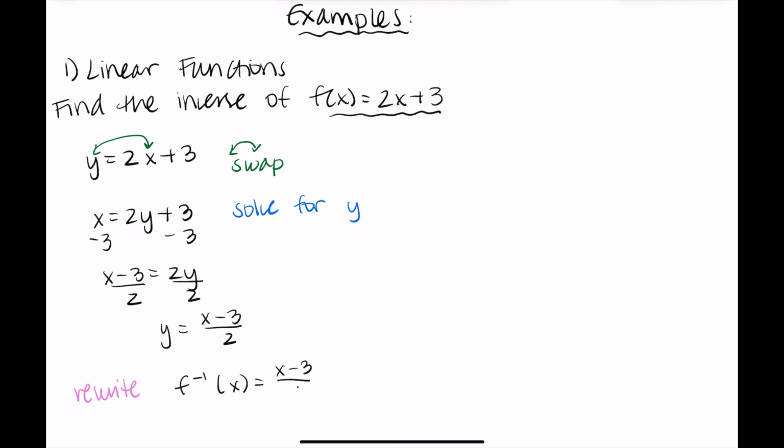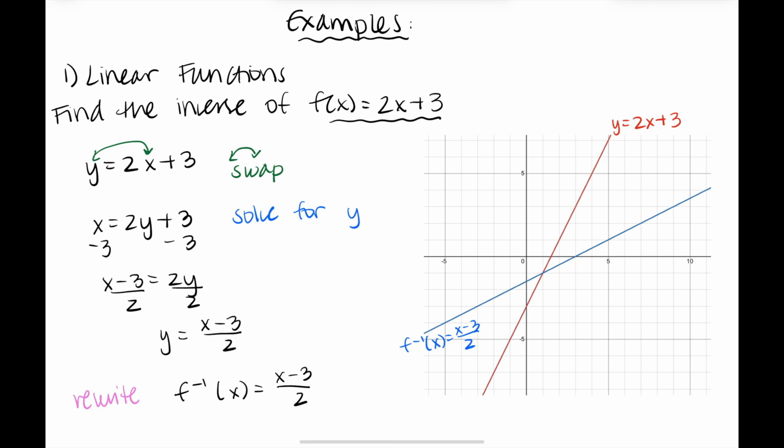I also want to show you visually what this looks like. Our red line is y equals 2x plus 3, and our inverse is x minus 3 over 2. And notice how they are reverses of each other. So now we'll move on to our second example.